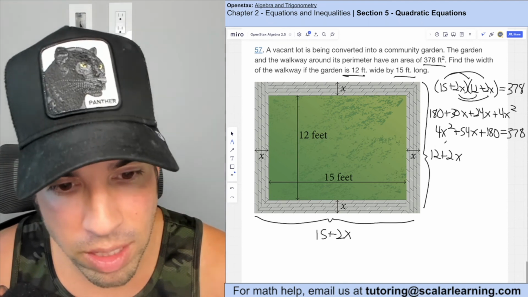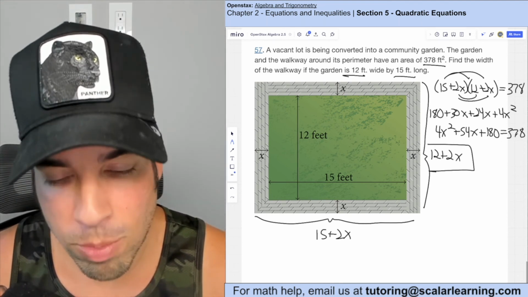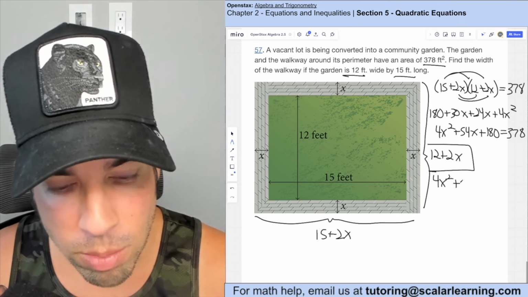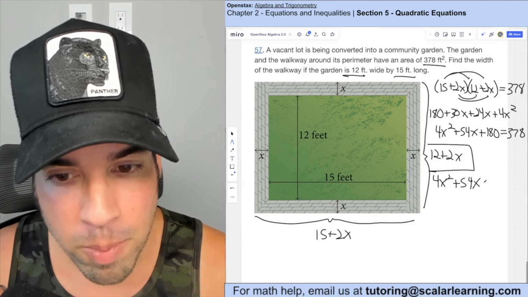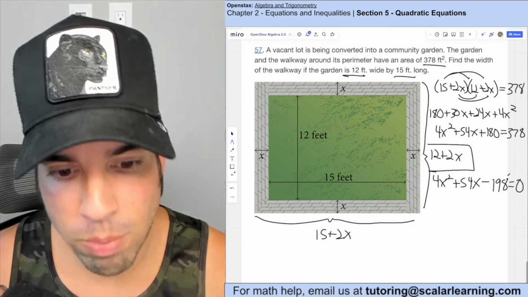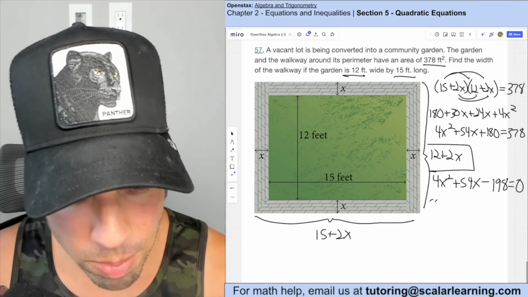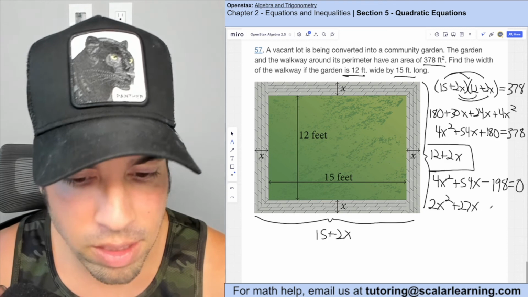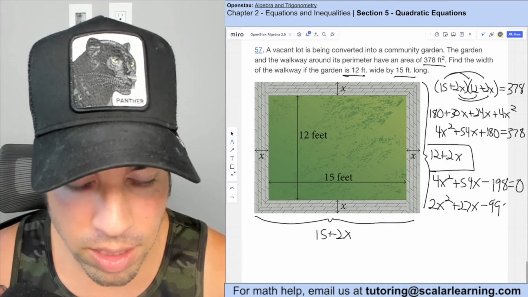Now we want to set everything equal to 0. So I'm going to subtract 378 from both sides. Then I have 4x squared plus 54x minus 198, and that now equals 0. Beautiful. Now I'm going to divide everything by 2 to simplify a little bit more. We get 2x squared plus 27x minus 99 equals 0.